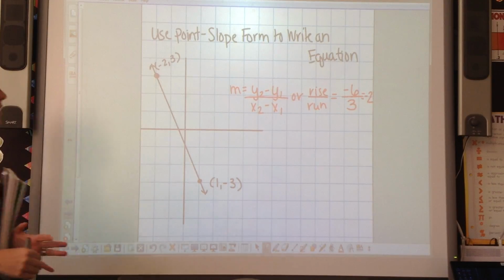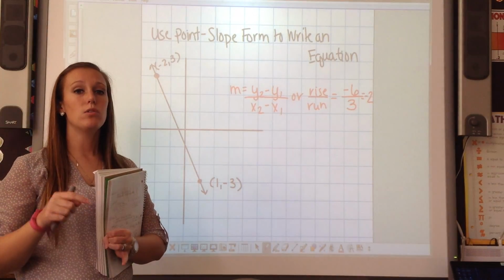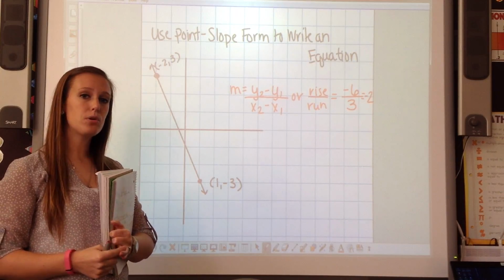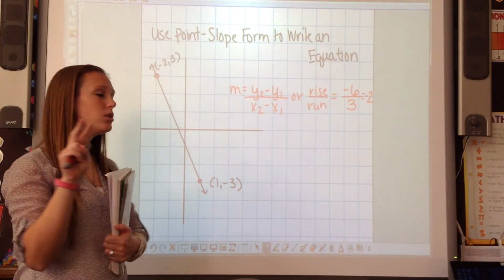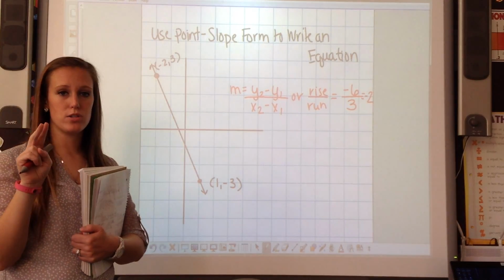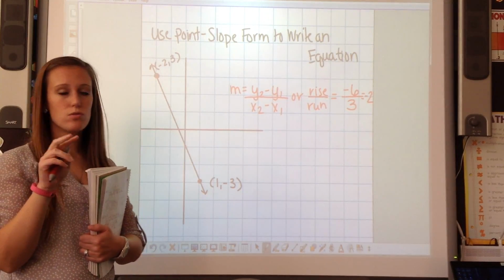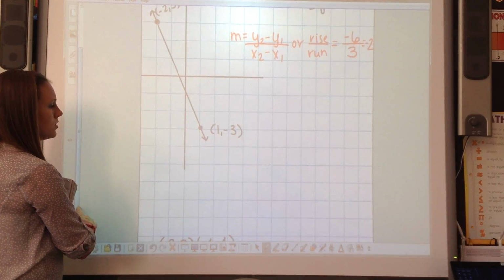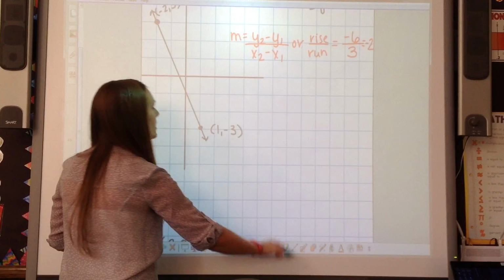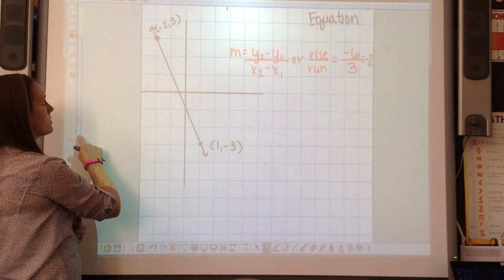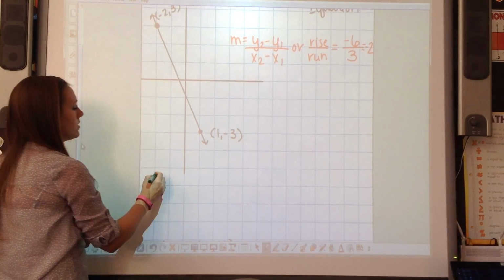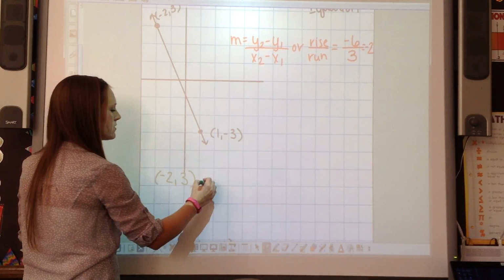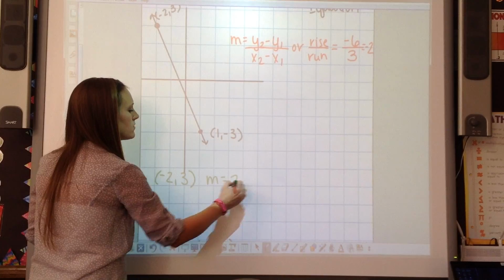Again, to write an equation in point slope form, you need 1 point and a slope. In this example, they give us 2 points. You get to choose whatever point you want to use. No matter which one you choose, it's not going to be wrong. Let's say I pick this first ordered pair, negative 2, 3, and I found out that the slope is negative 2.